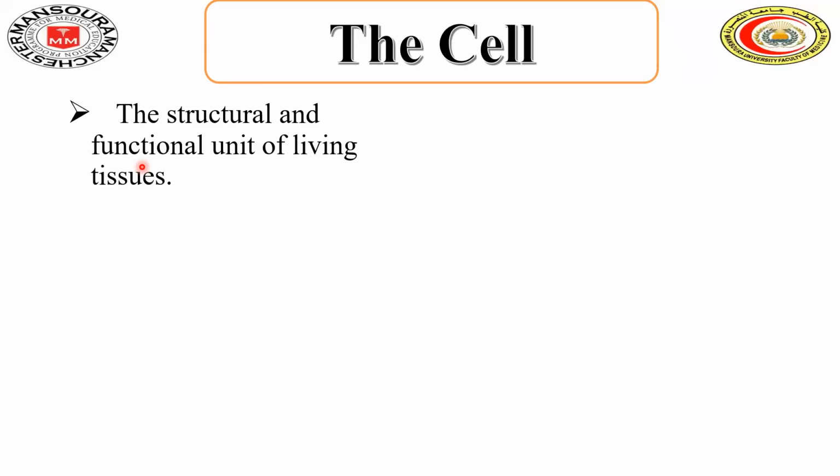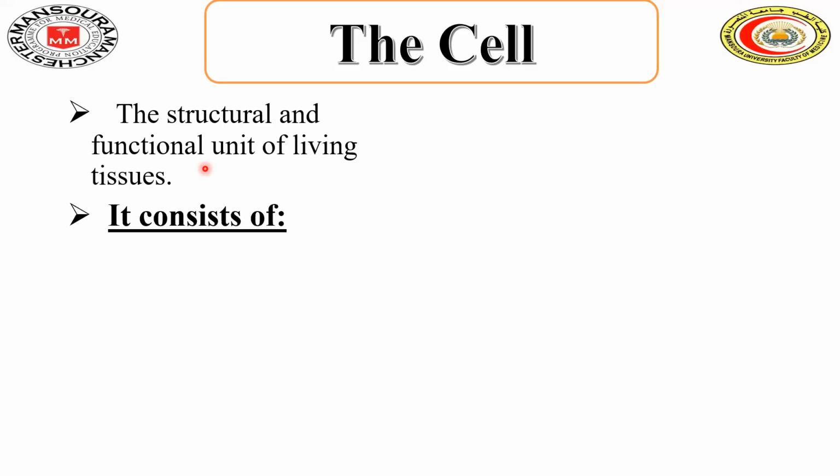So a group of cells of the same type do a certain function of the tissue. So we consider it a functional unit. So the structural and functional unit of the living tissue, this is the definition of any cell in the body.